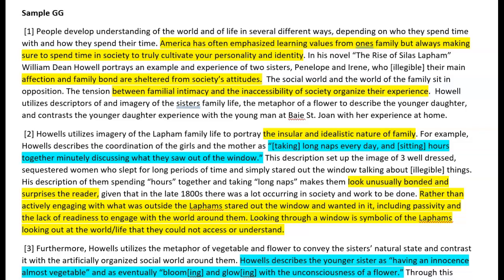America has often emphasized learning values from one's family, but making sure it spends time in society truly cultivates your personality and identity. I think that's a spot-on, exact argument that that passage is making. And affection and family bonds shelter people from society's attitude, and there is a tension between familial intimacy and the fact that society can be inaccessible because of the way sometimes families are organized. I think these are really beautiful ideas here.